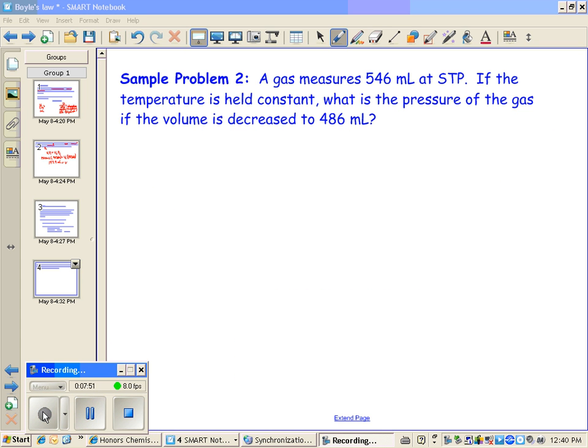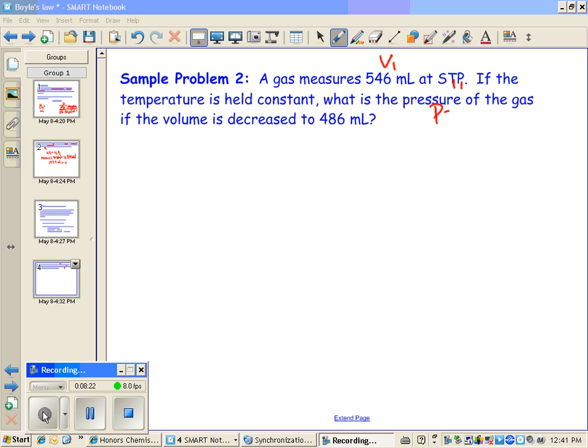All right, so here's sample problem 2. A gas measures 546 milliliters. This is volume 1 at STP. That means this is going to have temperature 1 and pressure 1. Does everybody understand that? Because I say at STP, that's giving me a number. If the temperature is held constant, that means temperature is not involved. So if temperature is not involved, I don't even have to know that was standard temperature. I just gave it to you, but I don't have to know that.